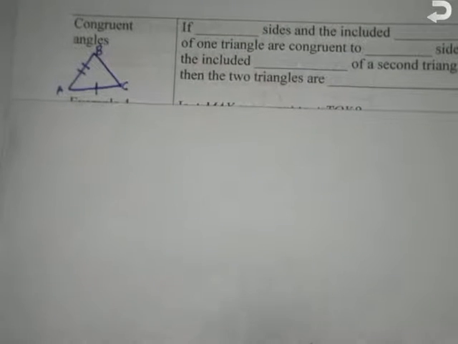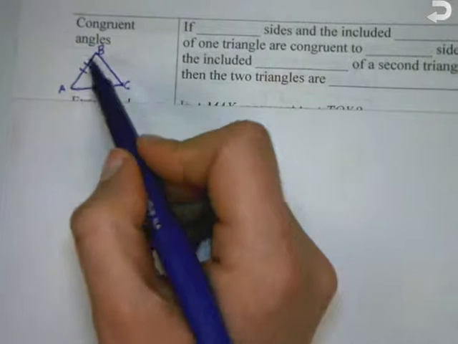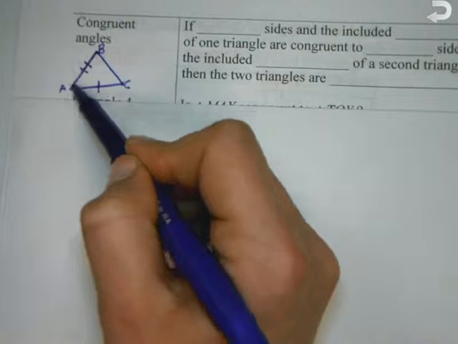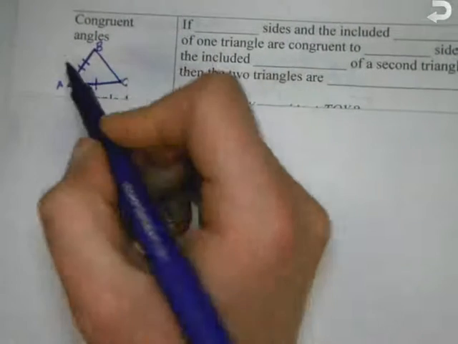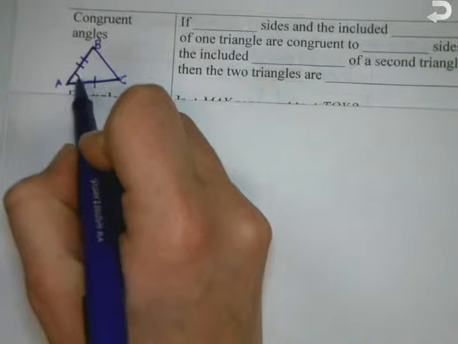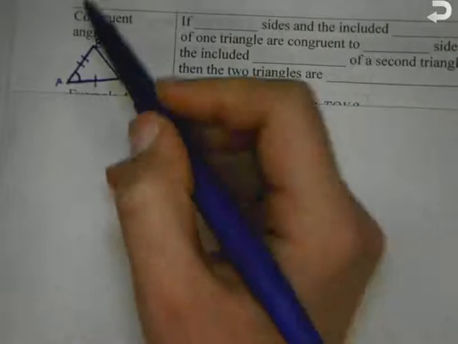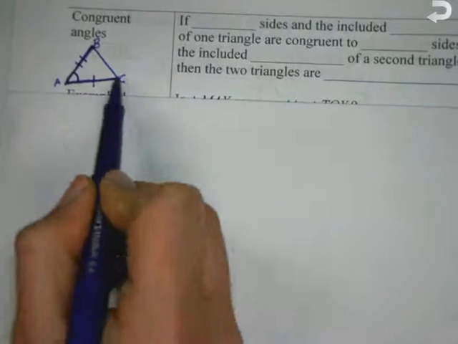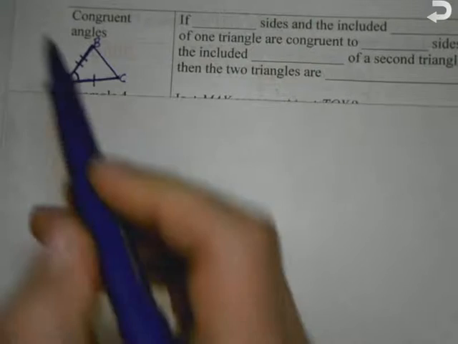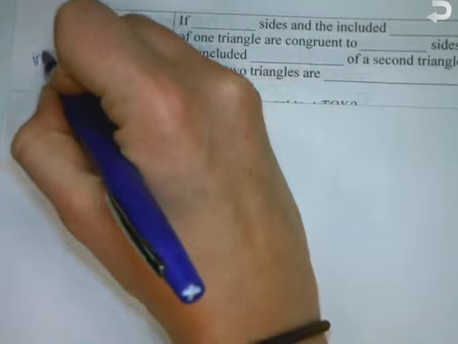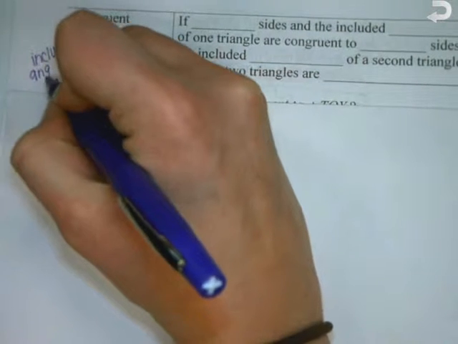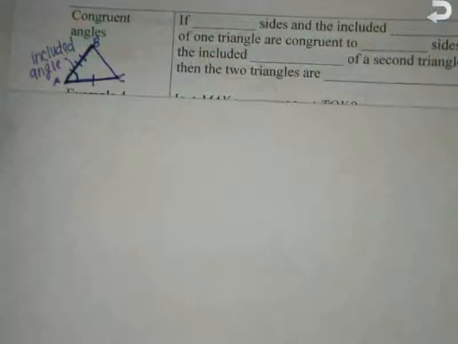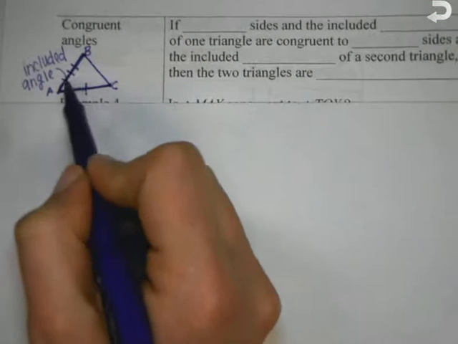I'm looking at two lines here, line BA and line AC. The angle that both of those lines make, the angle in between BA and AC, the one that those two lines create, is called the included angle. So label it included angle. It means that this angle is included in the two lines. So the two lines create that angle.